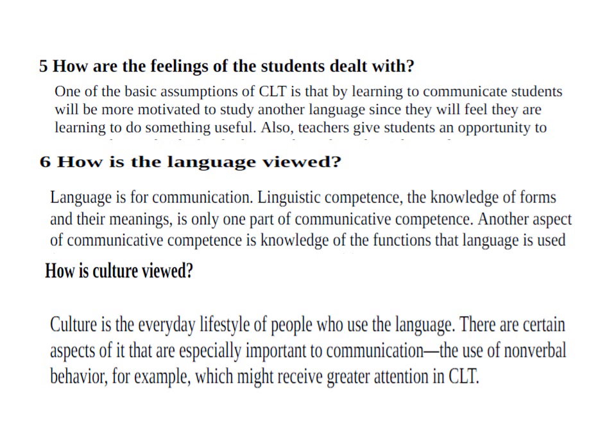How is the language viewed in the communicative approach? Language is for communication. Linguistic competence, that is the ability to know the grammatical structures of the language or the knowledge of forms of language and their meanings, is only one part of communicative competence. To be communicatively competent, one must have not only linguistic competence but also sociolinguistic competence, discourse competence, and strategic competence. Another aspect of communicative competence is knowledge of the functions that language is used for. So, the most important idea in the way language is viewed is that language is viewed as communication or interaction.